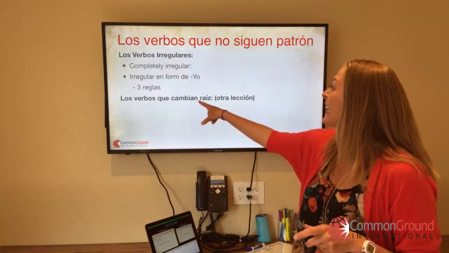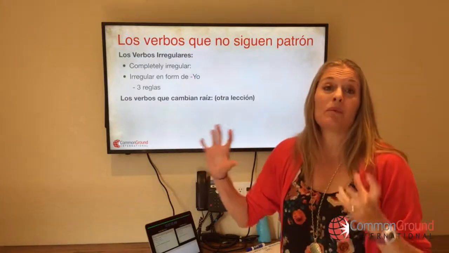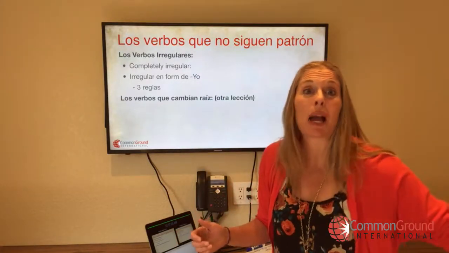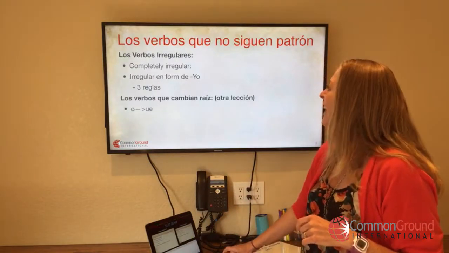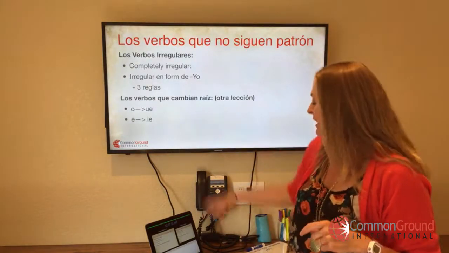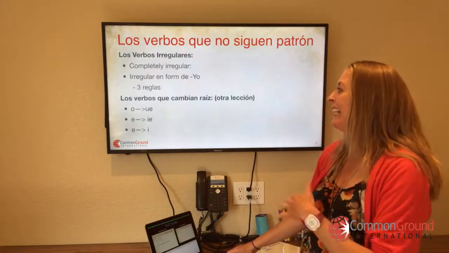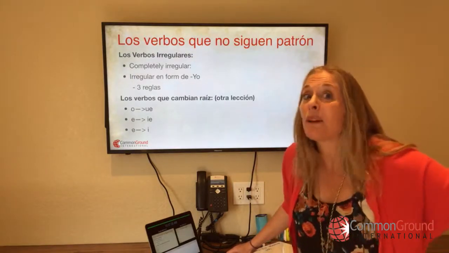And then verbos que cambian raíz. Stem changing verbs, okay, which we're going to talk about next lesson because it's too much en una lección. So, otra lección. Okay, so los verbos que cambian raíz, we have O to UE, E to IE, and E to I. La próxima lección.